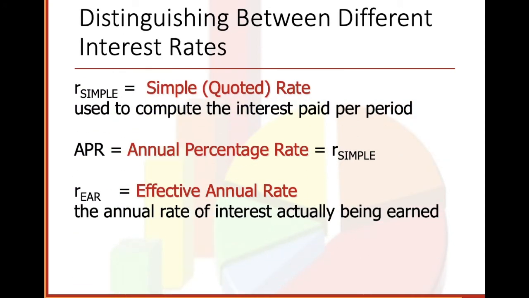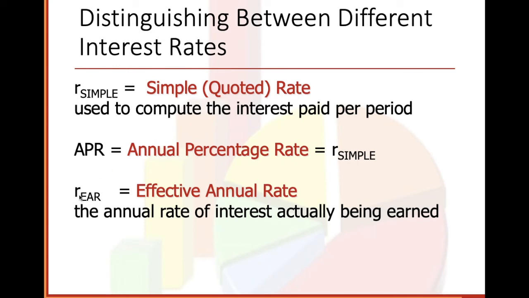Distinguishing between different interest rates. R simple is the simple quoted rate used to compute the interest paid per period. Okay, APR is annual percentage rate, which is equal to R simple.